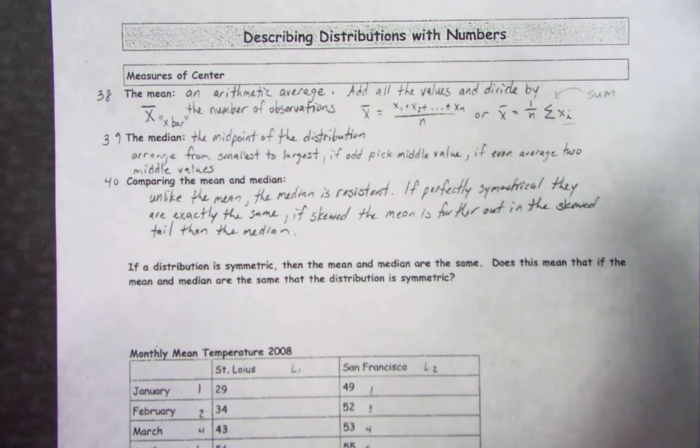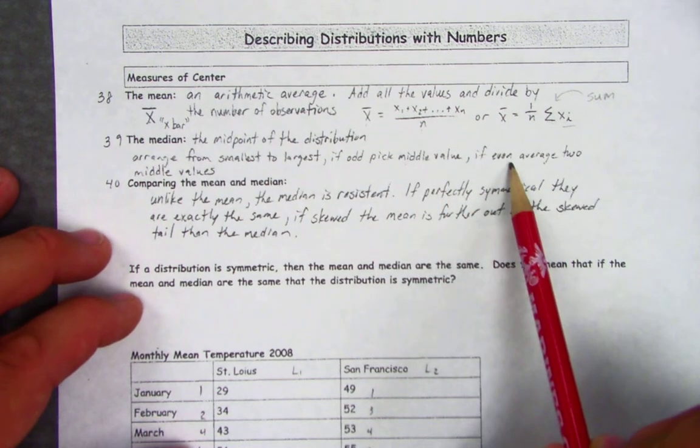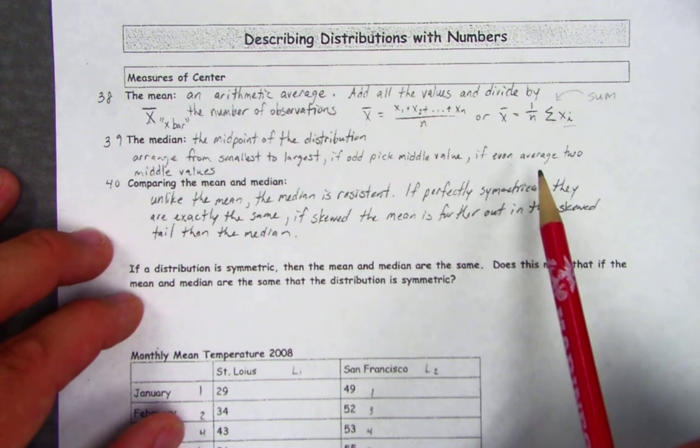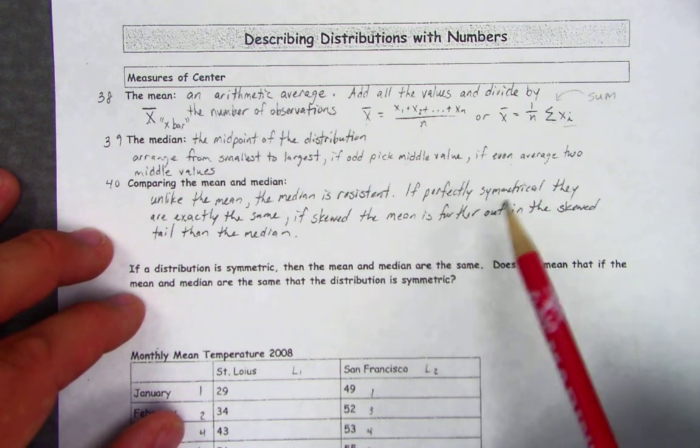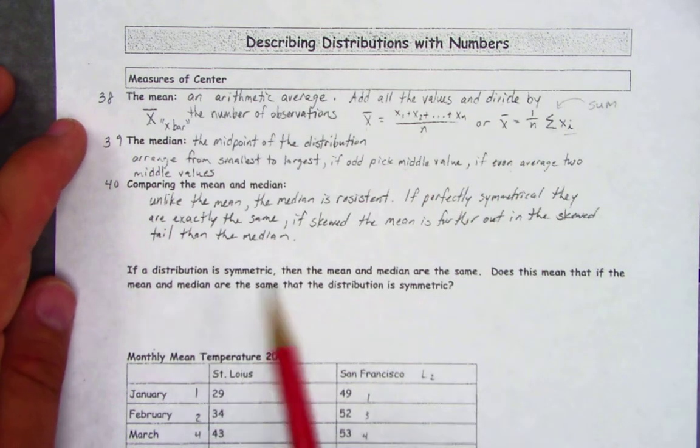So you take all the observations from smallest to largest. If there's an odd number, it's the one in the middle. If there's an even number of observations, it's the average of the two in the middle. So you add them together and divide by 2. Now, comparing the mean and the median.